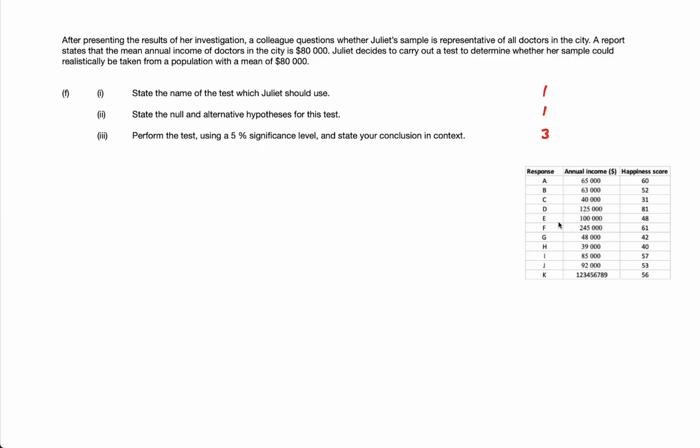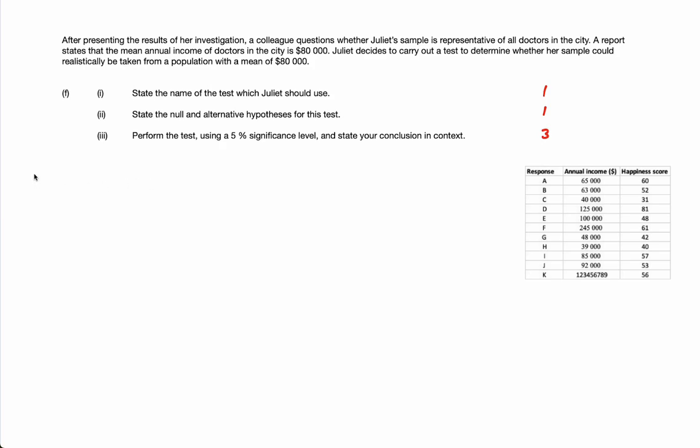Okay, so now a colleague of Juliet is questioning whether her data is correct, or whether the sample could realistically be taken from a population. She says that the mean income of doctors in a city is 80,000, and this is Juliet's sample. She's like, hang on, the real mean is 80,000, and you've got all these numbers. Are you sure it's okay? Are you sure it's a good sample? So Juliet says, right, let's run a test to find out if it's a good sample or not.